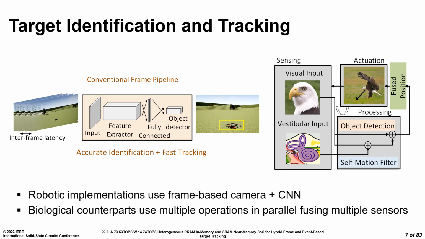Biologically, this task is similar to predation in natural environments by predatory animals. The animal needs to identify its prey accurately and then track it with high speed to not let it escape the field of view. Biology uses multiple sensors like vision and inertial sensors together, and multiple subtasks like object detection and self-motion cancellation are carried out in parallel. Their outputs are fused to identify the target prey and actuate motion to intercept it. We take inspiration from this multi-sensor fusion to use event and frame-based processing together.